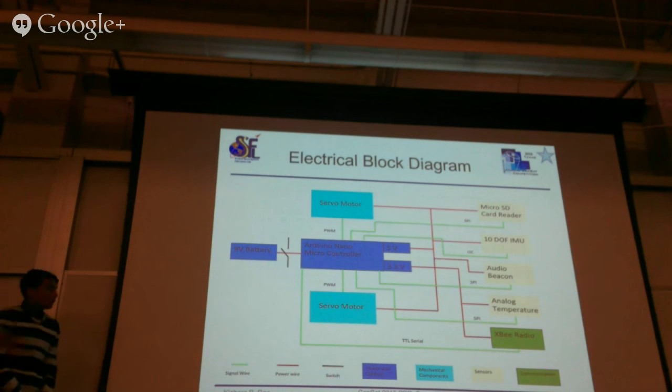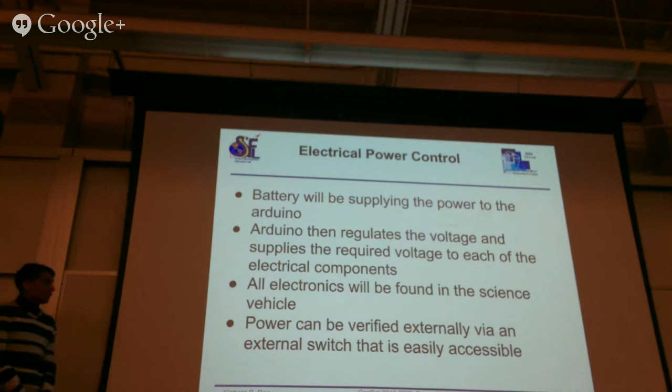Here's a schematic block diagram that we're working on right now. So you can see the two power rails, 5 volts to 3.3 volts, and signal wires along with the serial communication protocol that we use. So again, batteries will be supplying the power to the Arduino, and the Arduino regulates the voltage. All electronics will be inside the science vehicle, as Mike mentioned earlier, and we will have an external switch that powers the system.